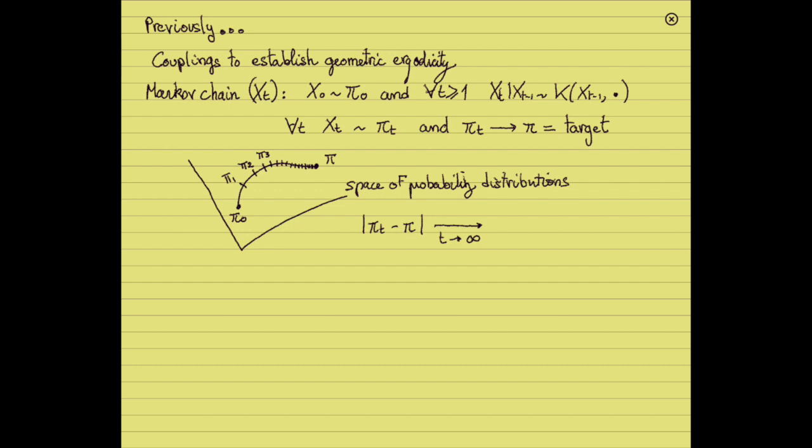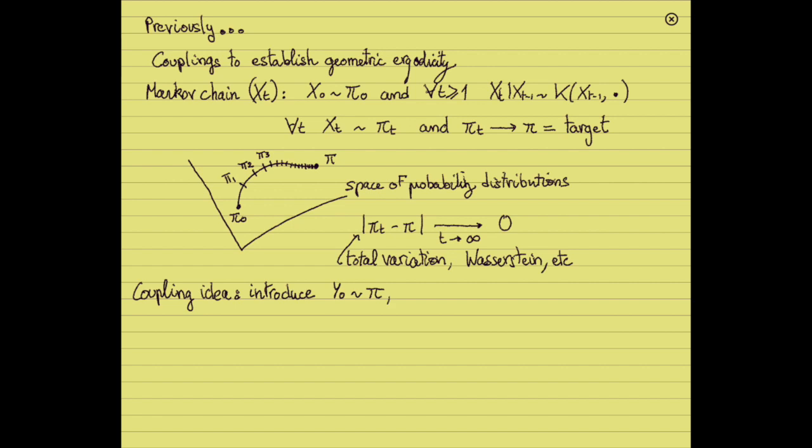And to formalize the convergence of pi_t to pi, we have to specify a distance, for example, the total variation distance or the Wasserstein distance, or some divergences like Kullback-Leibler, etc. So the big technique that we've seen in this course to obtain such results with a geometric rate was the idea of coupling, where we introduce a second chain denoted by Y, and this one is started from the target distribution pi. And it evolves like the X chain using the Markov kernel capital K. So Y_t given Y_{t-1} is K(Y_{t-1}, ·). But since it starts from the stationary distribution pi, Y_t follows pi at all times.